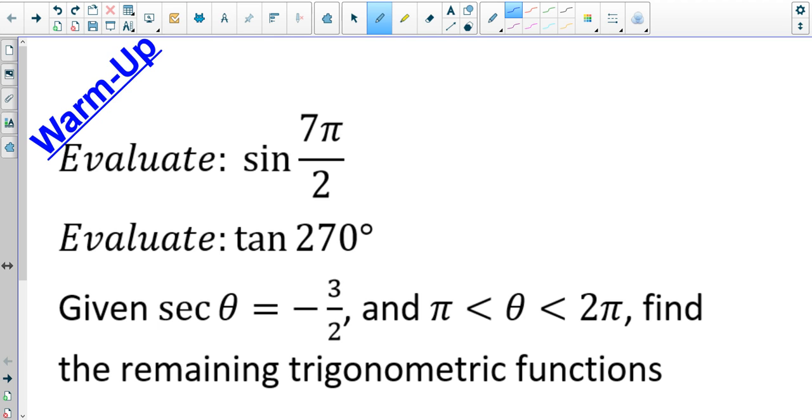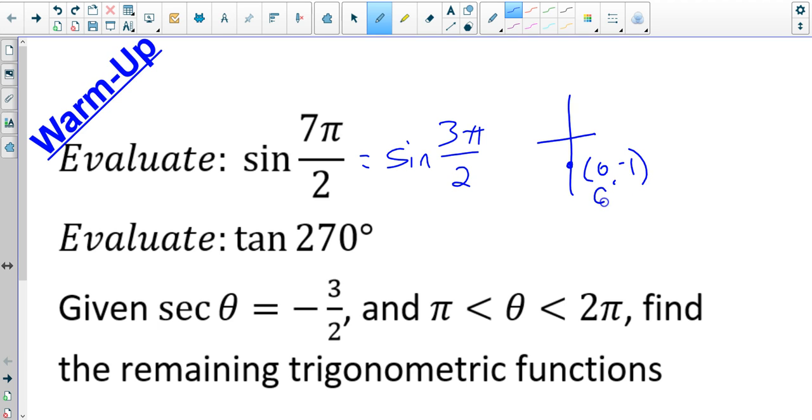The first problem says evaluate the sine of 7 pi over 2. Remember, if you subtract 2 pi off of that, so that is subtracting 4 pi over 2, we would get the sine of 3 pi over 2. Remember, that's because 7 pi over 2 and 3 pi over 2 are what we call coterminal. So 3 pi over 2 is down here on the y-axis at the point (0, -1). Every point is (cosine, sine) on our unit circle, so the sine of 3 pi over 2 has a value of -1.